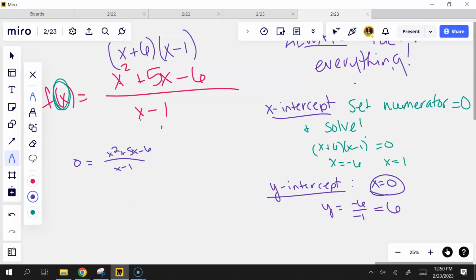Yes, we're graphing it. So we would graph x equals -6 and x equals 1. We would graph y equals 6. Those are points on the graph. We're literally finding the points on the graph is what we're doing. This is how we find the points to graph.